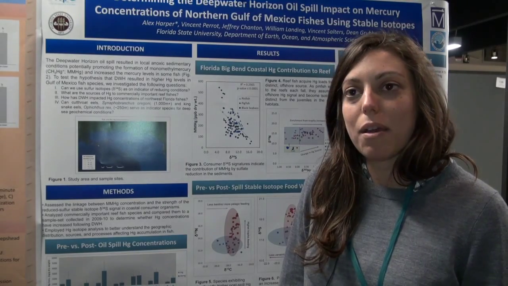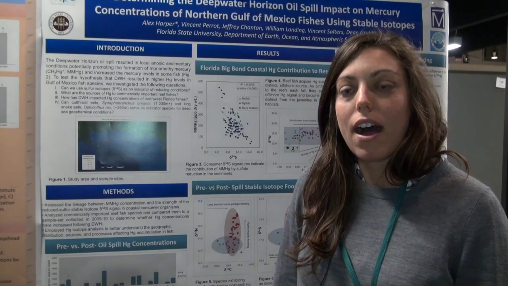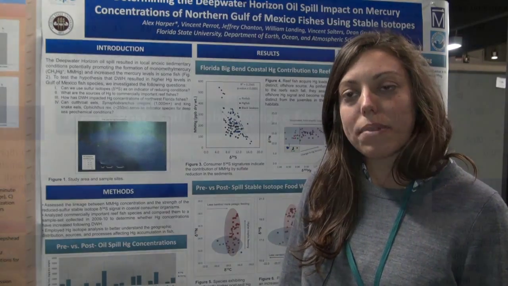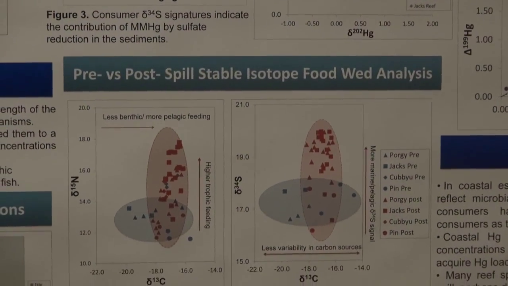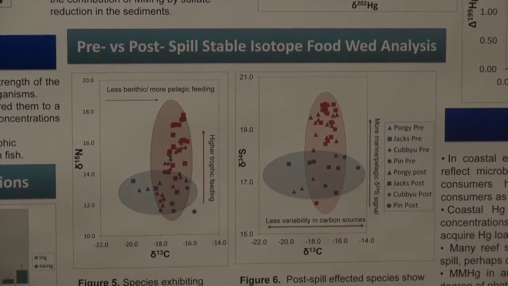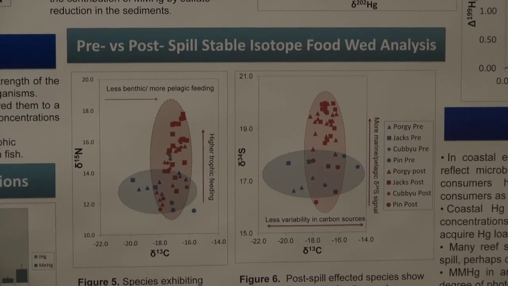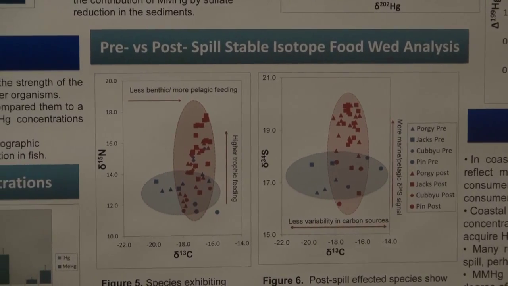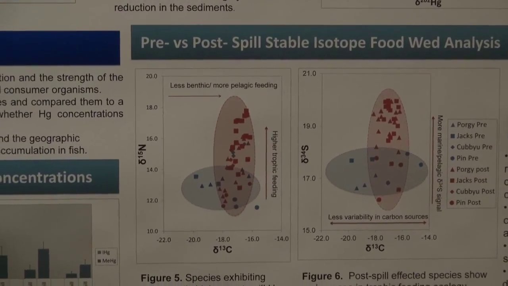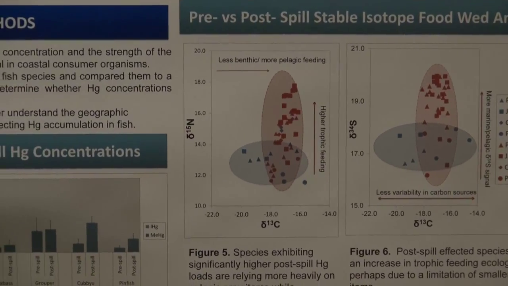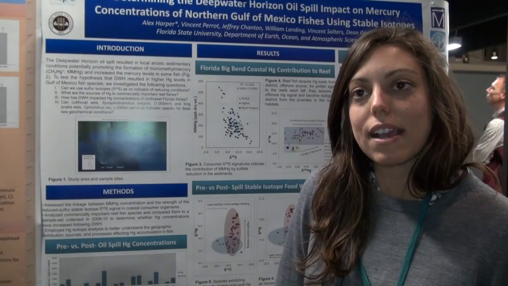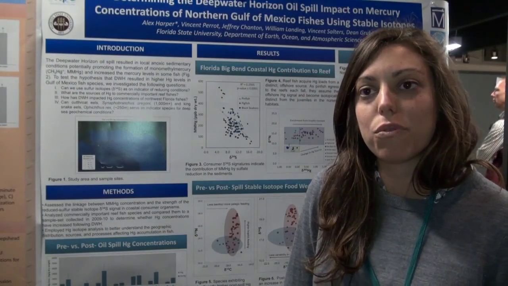So we need a better understanding of plankton and zooplankton and what their light stable isotopes look like, to better be able to include them in these food web analyses. The understanding of the base of the food web is essential to this kind of food web analysis.